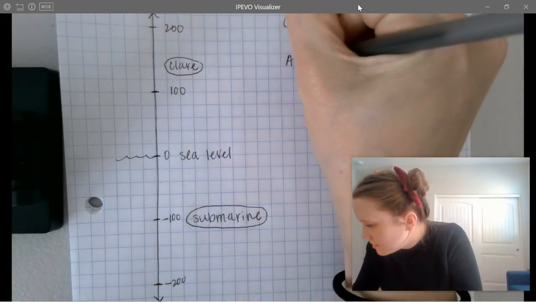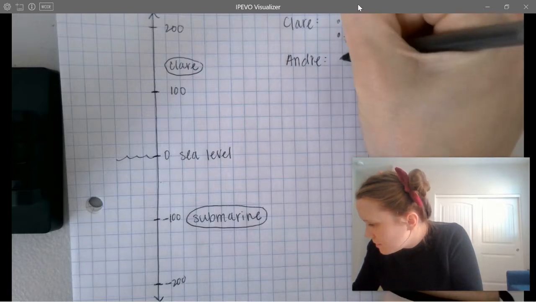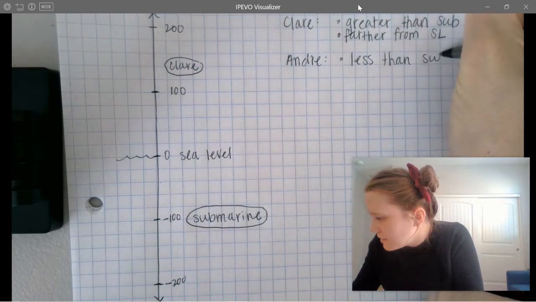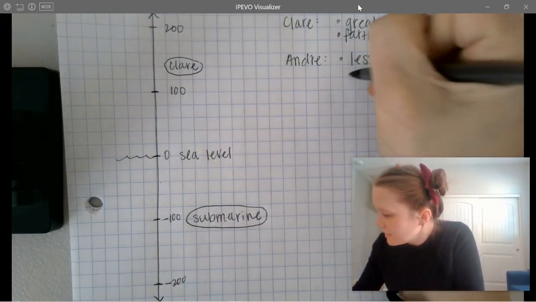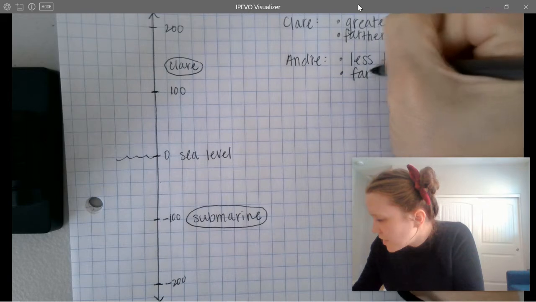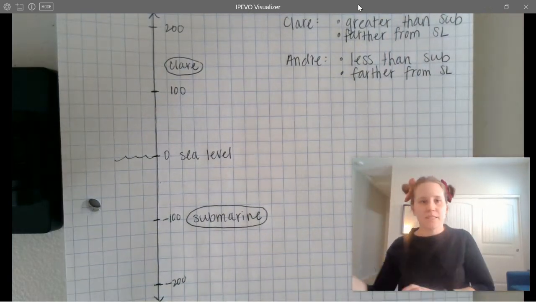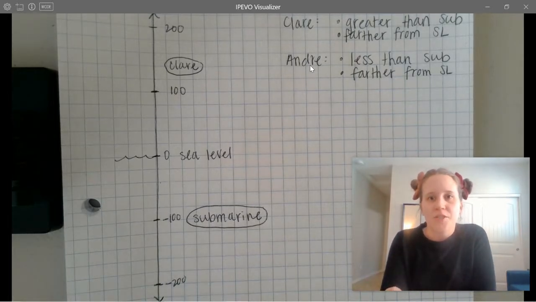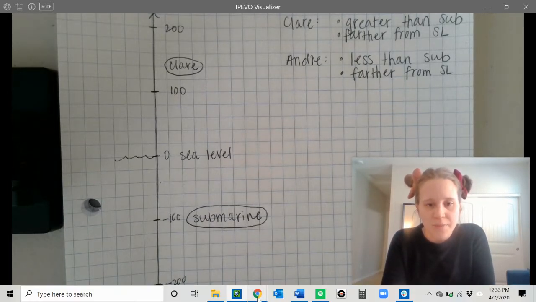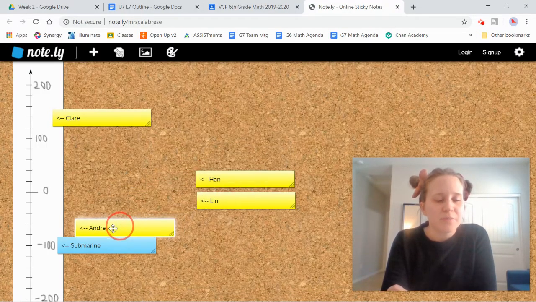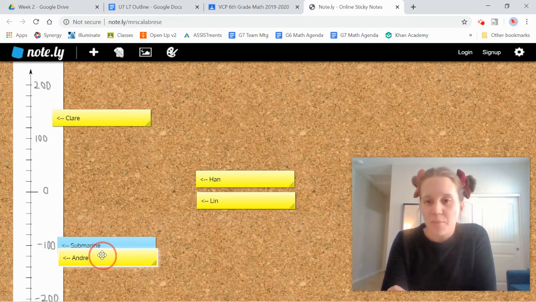Andre has an elevation that's less than the submarine, and he is farther from sea level. The submarine is 100 feet away from sea level. Andre must be farther than that. So let me head to my sticky notes. Let's see. Andre's is less. That means that Andre's must be below the submarine somewhere and needs to be farther away from sea level. So where could Andre go?